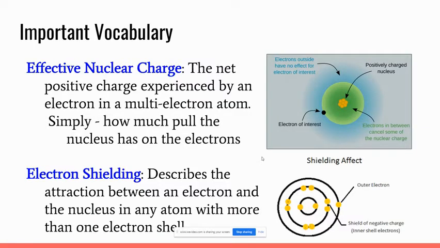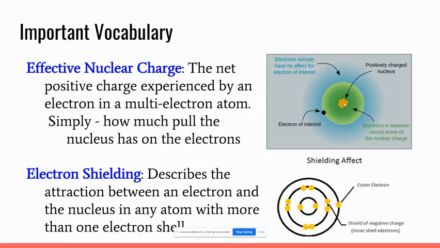We're going to continue and complete our discussion of Chapter 6 with the topic of periodic trends. Before we get into the actual trends, we need to have a little bit of vocabulary in place. One of the things that we need to talk about is something called effective nuclear charge. Effective nuclear charge is the positive charge that is experienced on the electrons by the nucleus.